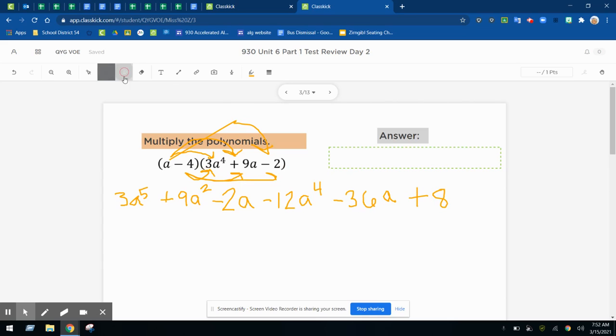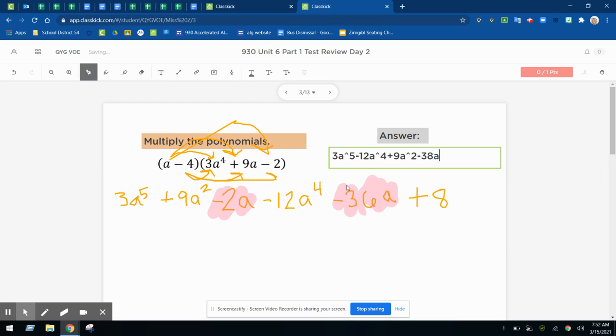So let's see, do we have any like terms here? I have negative 2a and negative 36a. And I think those are my only like terms. Let's see, I have exponents 5, 2, 4, and then 8. So yep. Let's start with the largest exponent first. So we're going to have 3a to the power of 5. Then we'll move on to negative 12a to the power of 4. And then we have plus 9a squared. All right, negative 2 and negative 36 will make negative 38a. And we have plus 8 at the end. So we put it in standard form, which is exponents from the greatest to the least.